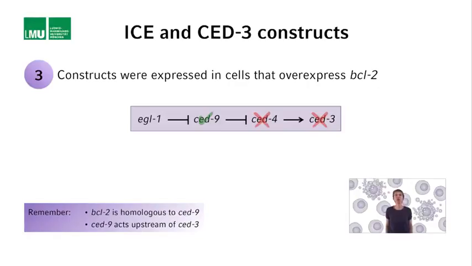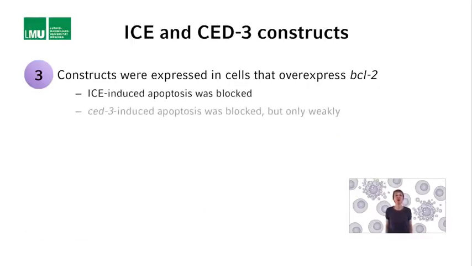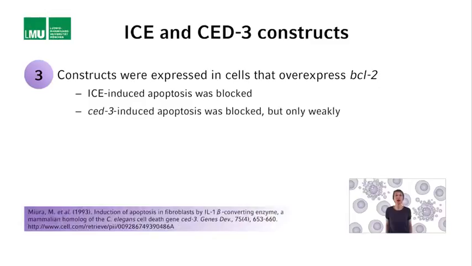Based on this, one might speculate that in rat fibroblasts in which BCL2 is overexpressed, the expression of either ICE or Z3 might not be as effective in inducing apoptosis. And that's what they found. The expression of BCL2 blocked ICE-induced apoptosis in these cells almost completely. In the case of Z3, the effect was much weaker, but some suppression was observed.